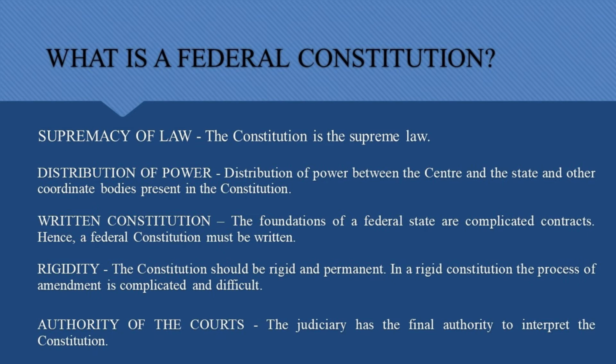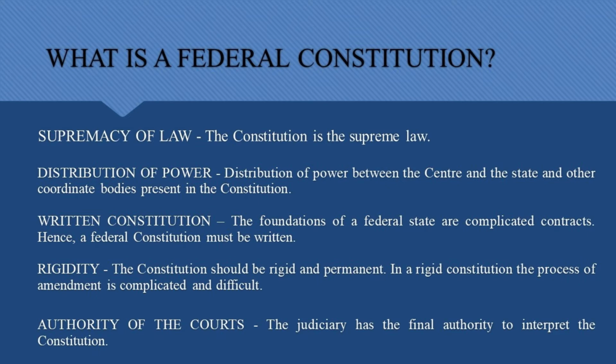Second, supremacy of constitution. A federal state obtains its power and existence from the constitution. Therefore, every executive, legislative, or judicial power is subordinate and controlled by the constitution. Third, a written constitution. The foundation of a federal state are complicated contracts. To maintain the supremacy of the constitution, the terms of the constitution have to be in writing.